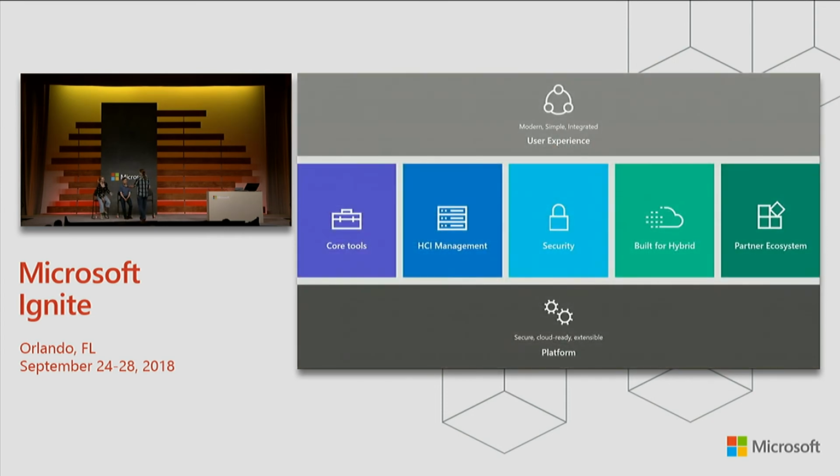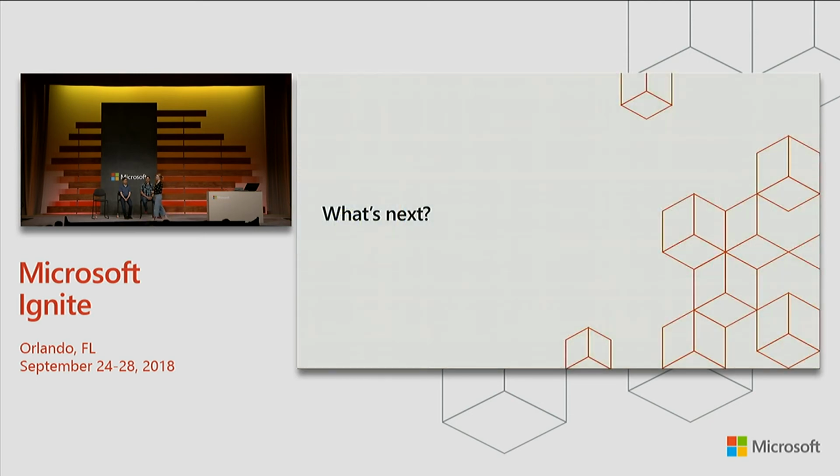All right, so we've covered a lot in this session, from the integrated user experience to the flexible deployment options supported by Windows Admin Center to our 5 main areas of investment from core tools, hyperconverged infrastructure, security, hybrid, and the partner ecosystem. So with all that, you might be wondering, what's next for Windows Admin Center?